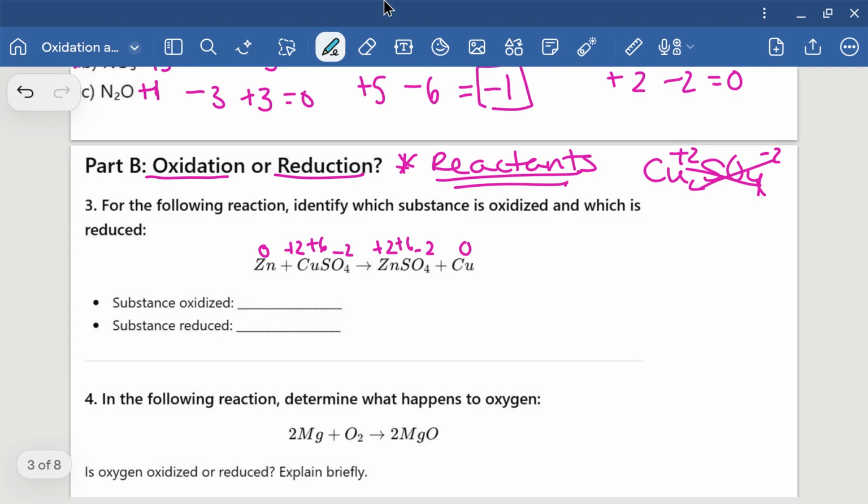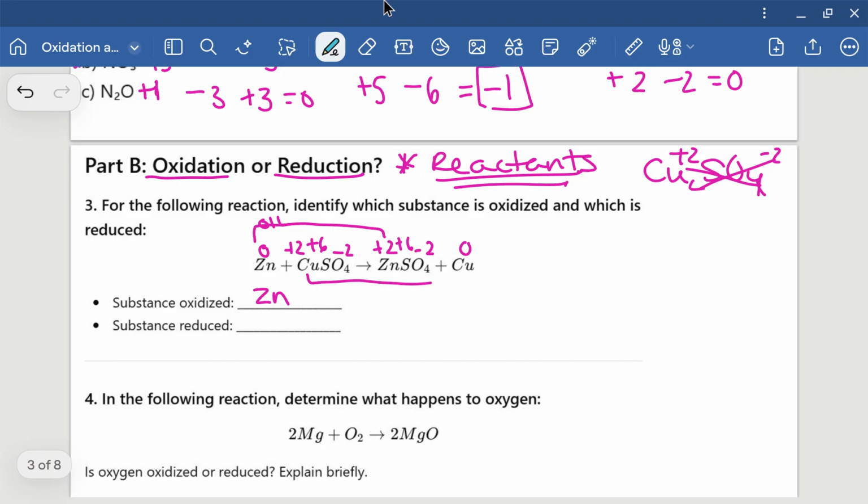So we see that there's a change in zinc. It's going from 0 to +2. And so it is losing electrons. And if you're losing electrons, that's oxidation. So zinc is the substance being oxidized.